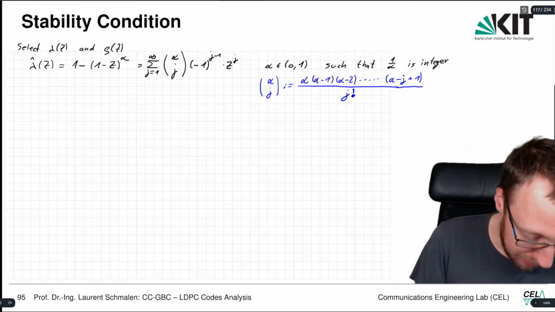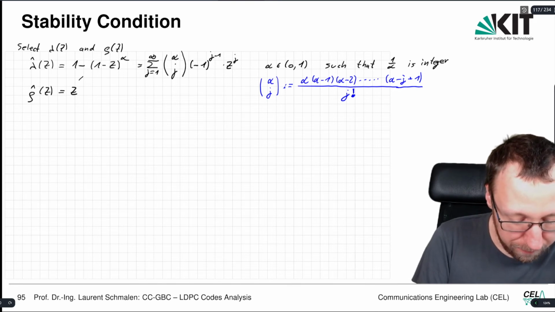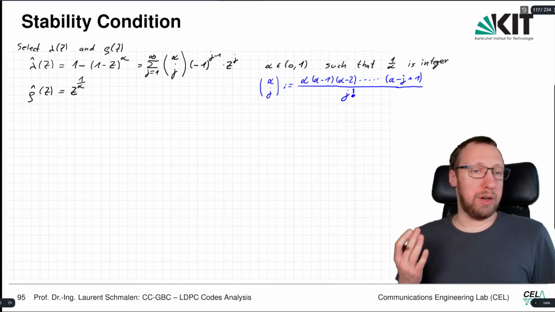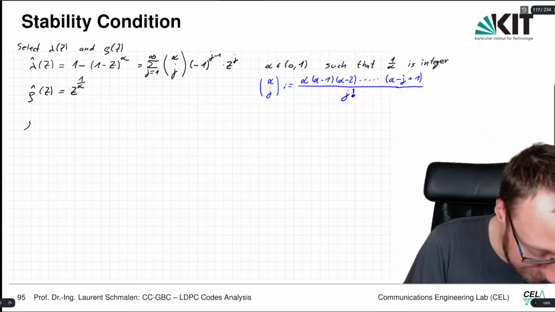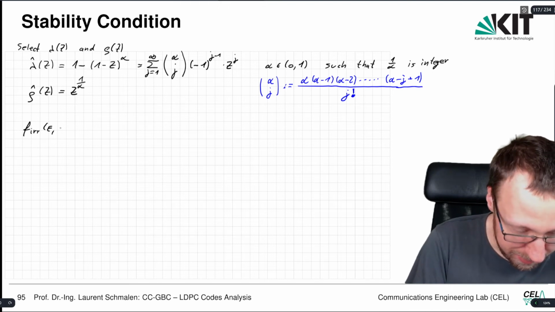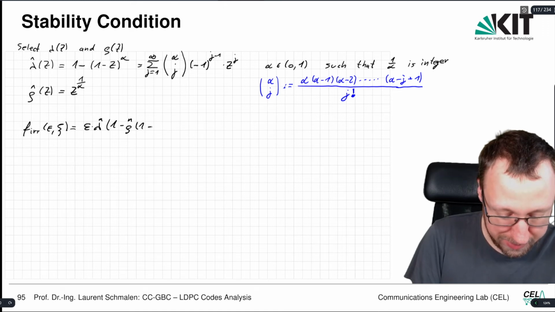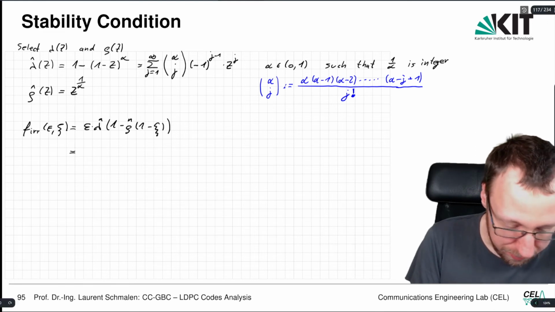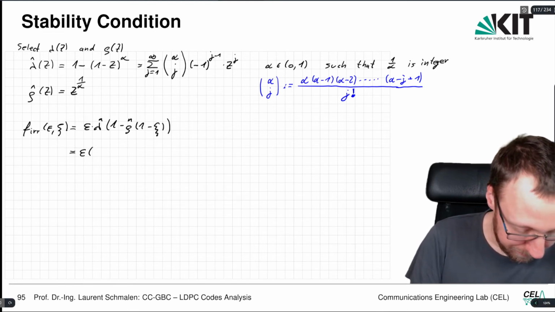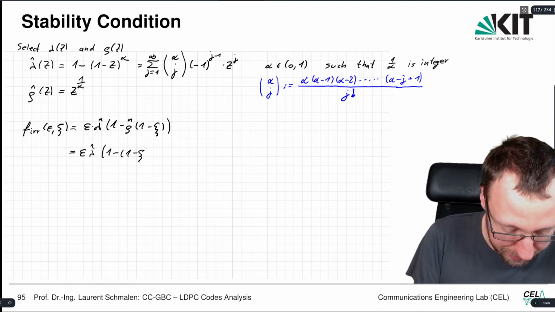So then we can also determine a rho hat of z, which is just z to the power 1 divided by alpha, which we require to be an integer. So this is just a regular check node degree. So now we can look at f irregular of epsilon and c. This is equal to epsilon times lambda hat of 1 minus rho hat of 1 minus c. And we can just insert what we have now. So this is equal to epsilon times lambda hat of 1 minus c to the power 1 over alpha.